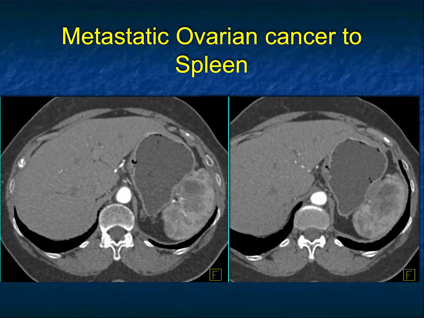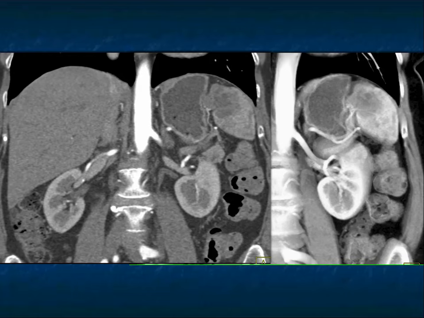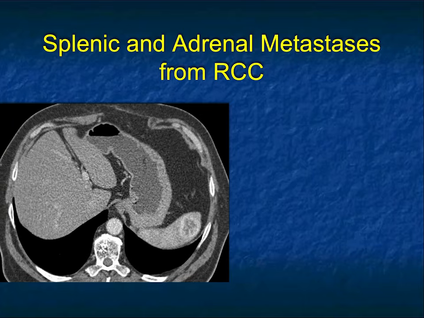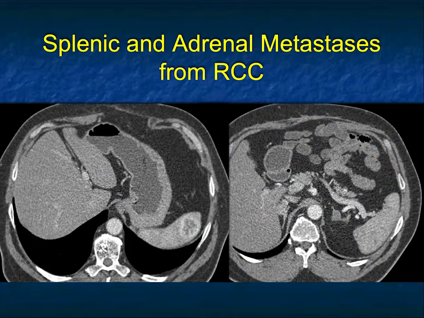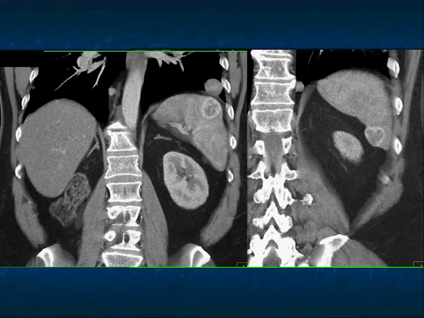Here's an example of ovarian cancer metastatic to the spleen, multiple lesions essentially infiltrating the spleen. Nicely shown here, and you can see extension going beyond the spleen into the stomach. Here's metastasis from renal cell carcinoma. The metastases are vascular. There's also a left adrenal lesion. Here's some evidence of lung metastasis, as well as these multiple vascular lesions.